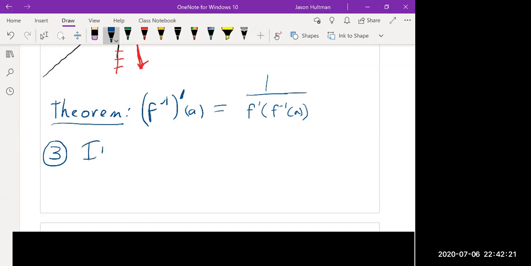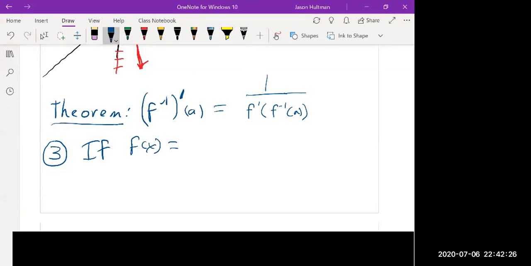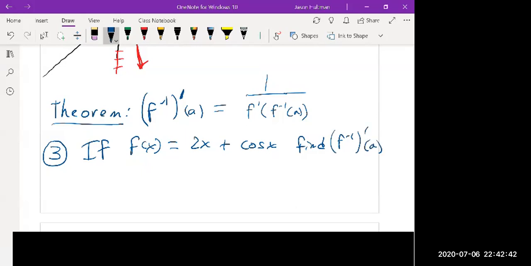If f of x is equal to 2x plus the cosine of x, find the derivative of f inverse. Okay, actually not of A, let's do it of 1. Let's do it of 1 here. Let's make it a value.